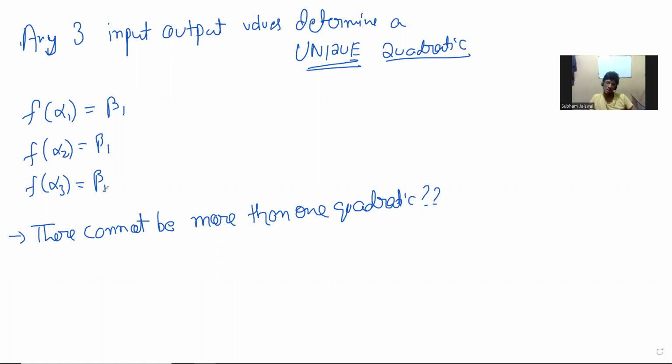So now let's convert this information into root information. What do I mean? You take something like f(x) minus beta 1. Now this becomes 0 for alpha 1. Is that right? This thing you can also consider, isn't it? This is also a polynomial, this is also a quadratic. Let's just keep it to be 1 only.